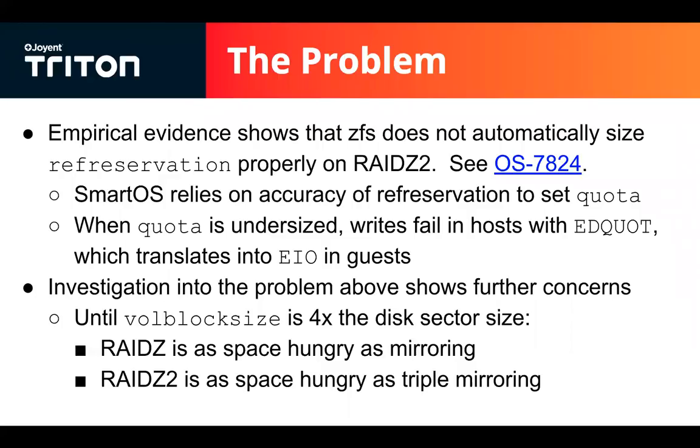So as I was looking into this, I realized that anytime that you have vol block size that is less than about 4 times the disk sector size, you have a tremendous amount of overhead. So RAIDz turns out to require about as much space as mirroring. RAIDz 2 requires about as much space as triple mirroring. And you can guess where that goes with RAIDz 3.